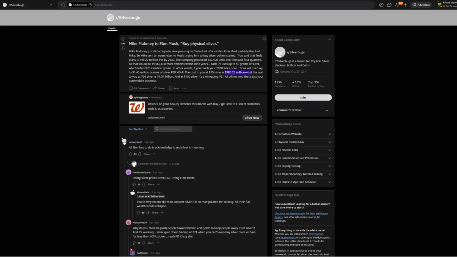$786.25 million. But the cost, if you wait and silver is $50, is $1.57 billion. And at $100, it's a whopping $3.145 billion. And that's just your automobile business. That's not SpaceX. That's not Solar City either. You see why someone like Musk needs to be buying silver now and having a direct source so you can cut out the premiums and stuff. And that's why Musk bought a silver mine, or he almost, I don't know if he did yet, but he's mentioned it.